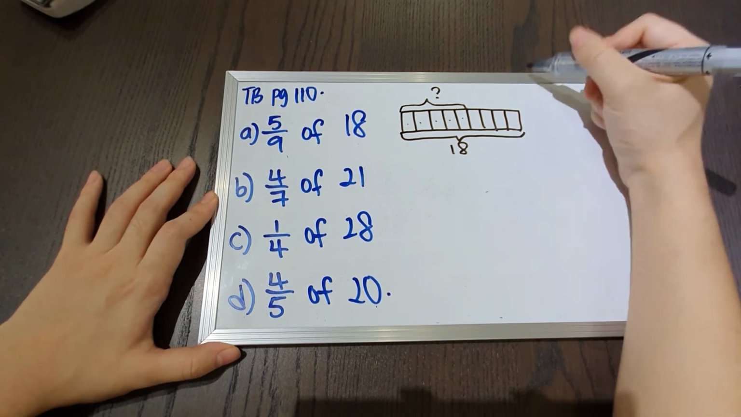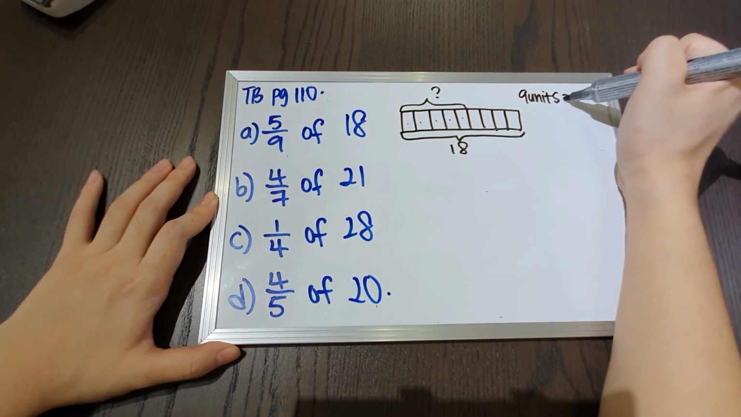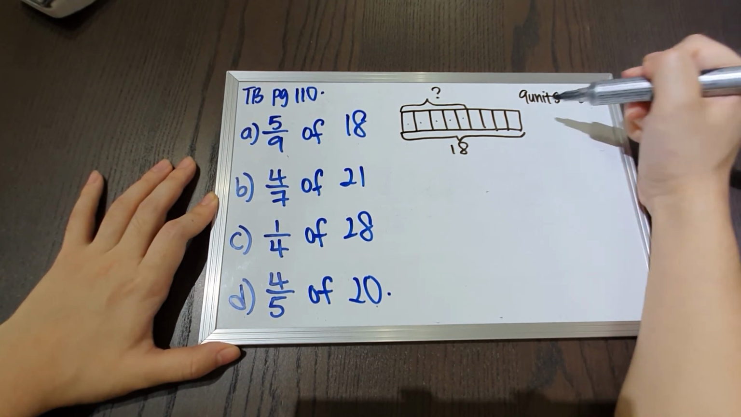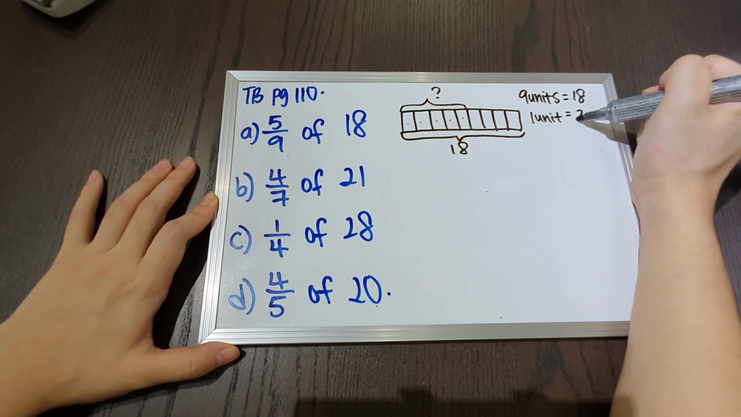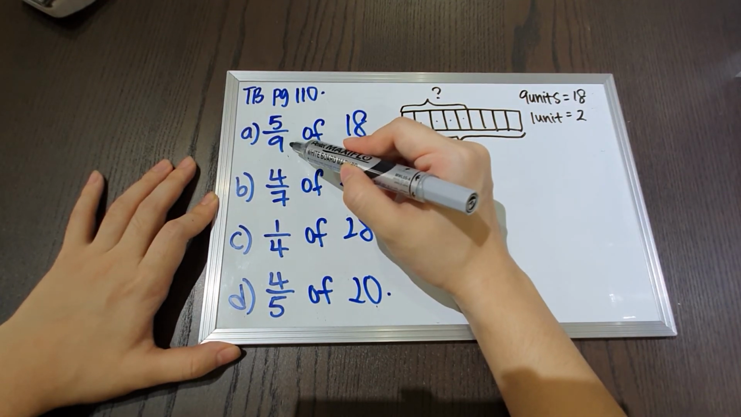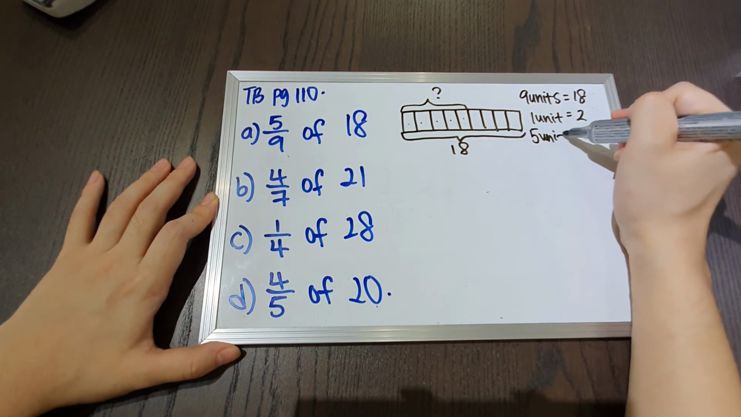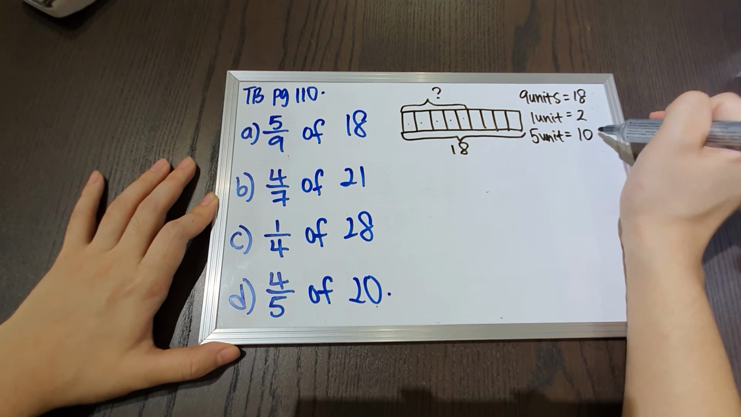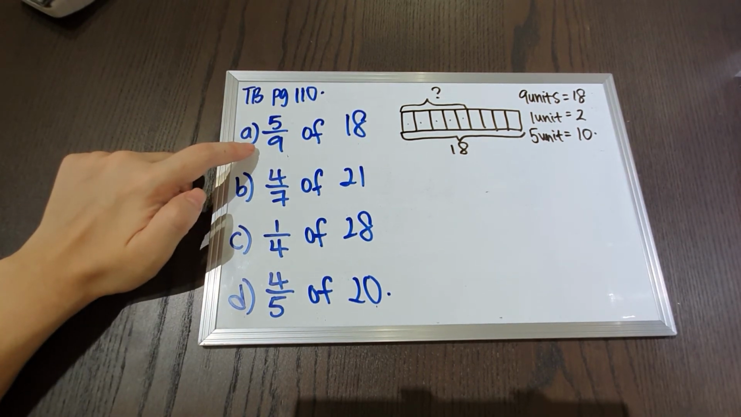So, I know that 9 units give me 18. I can move on to find 1 unit, which gives me 2. So since I am only interested in 5 out of 9, which is 5 units here, I can find 5 units, which is actually 10. So the answer for part A is 10.